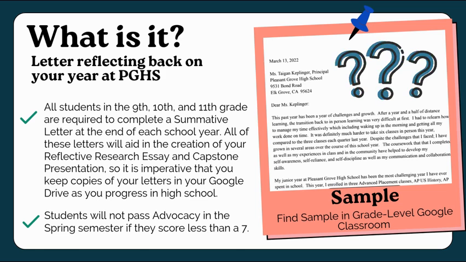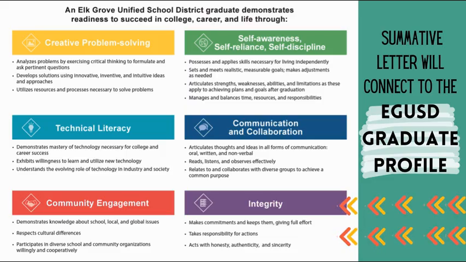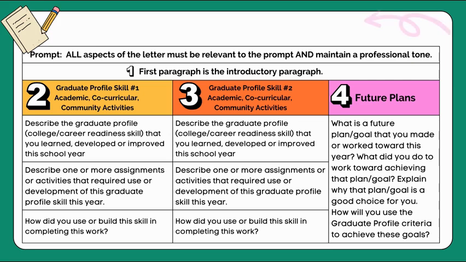So it's imperative that you keep copies of your letters in your Google Drive as you progress in high school. Additionally, students will not pass advocacy in the spring semester if they score less than a 7 on the summative letter. Your summative letter will connect to the Elk Grove Unified School District graduate profile. You can find these graduate profiles in your grade level Google Classroom.